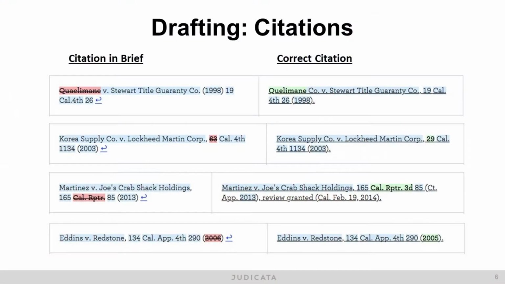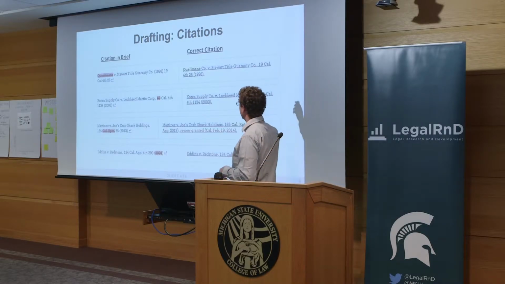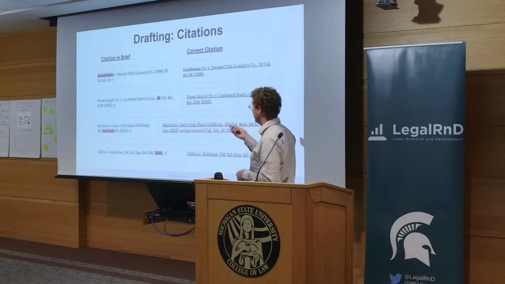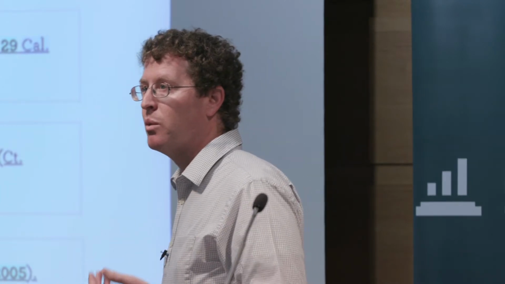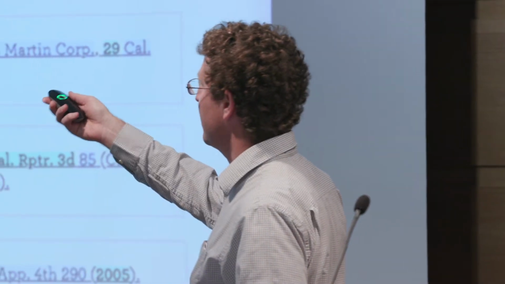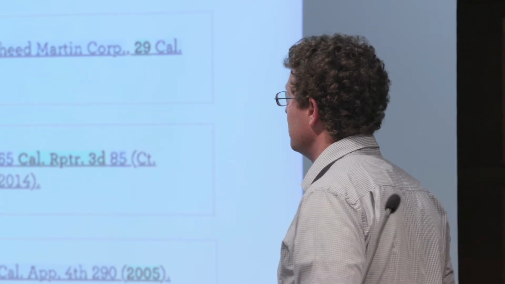So citations. These are briefs that came out of an analysis of the 20 largest law firms in California. Most of the examples are like that. On the right, we've got the correct citations. On the left, we've got what's in the brief. On the left, they misspelled Quelimane, which is the #1 case on demurrer in California. It's minor, but we see that stuff happening. So we check the spellings. We check to make sure that your volume numbers are correct.